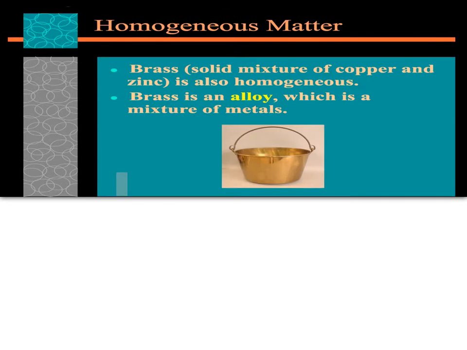Another example of a homogeneous matter would be brass. It's a solid mixture of copper and zinc. Brass is an alloy, which means it's a mixture of metals. All alloys, which are mixtures of metals, are going to be homogeneous.